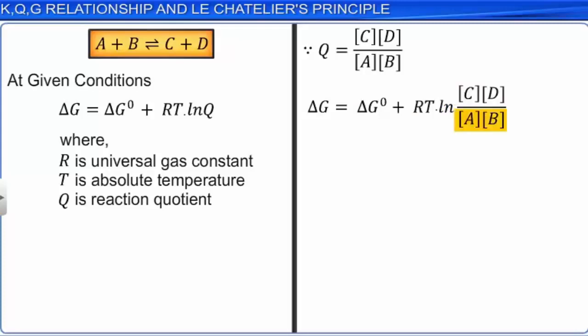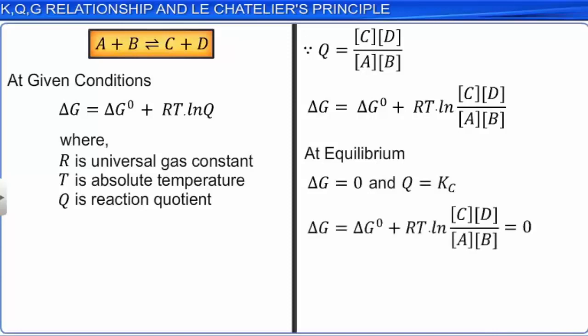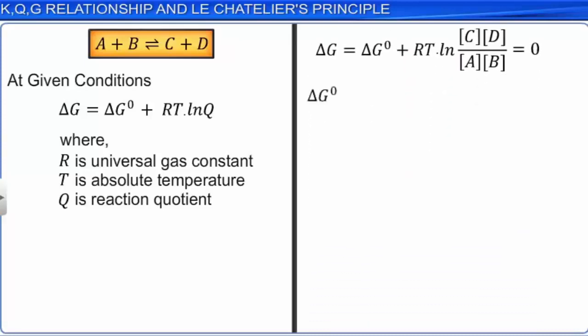At equilibrium, when delta G is equal to 0 and Q is equal to equilibrium constant Kc, the equation becomes delta G is equal to delta G naught plus RT ln Kc is equal to 0. This can be written as delta G naught is equal to minus RT ln Kc, or ln Kc is equal to minus delta G naught divided by RT. Taking antilog on both the sides, we get Kc is equal to e to the power minus delta G naught divided by RT.